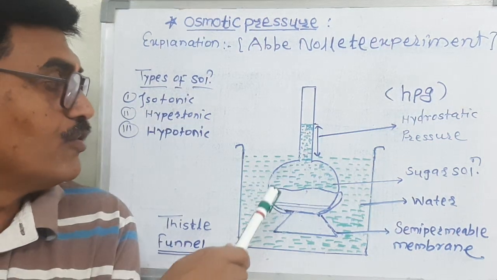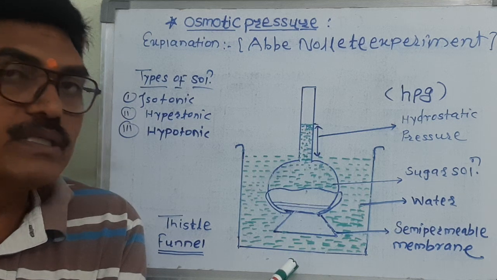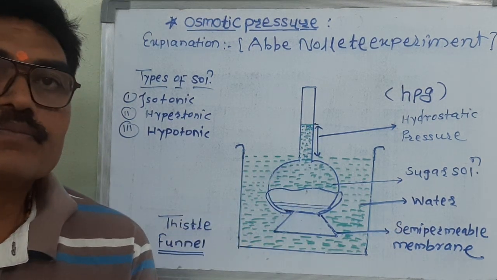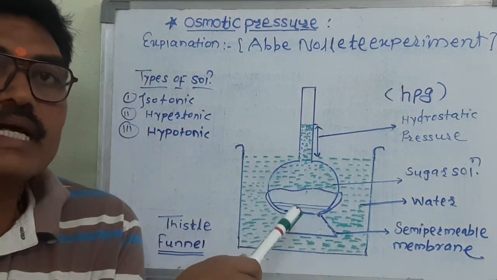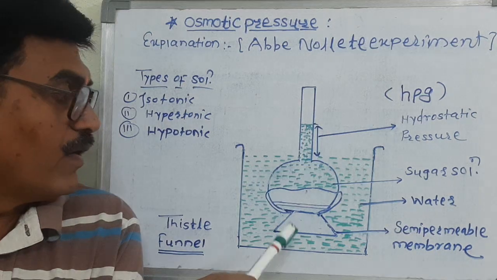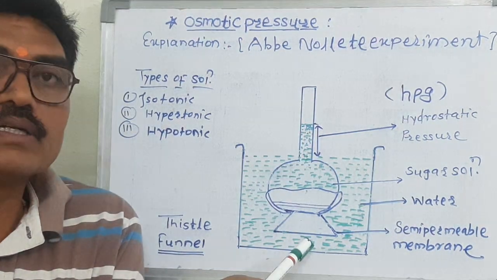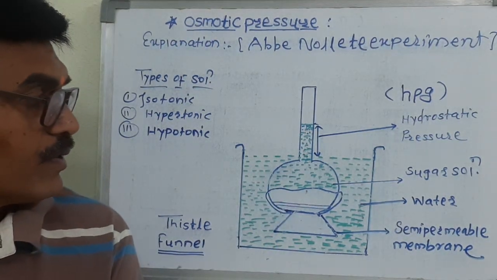Then the overall tube is placed inwardly into a pure solvent such as water. That is, this thistle tube is placed with inward position into the pure solvent or water like this. Then what happens?